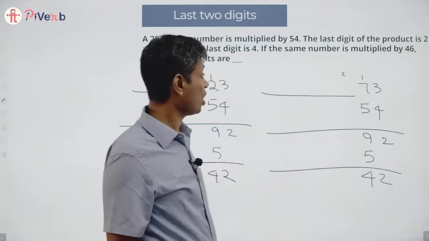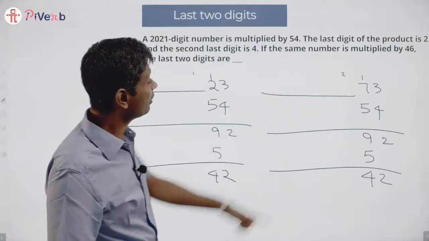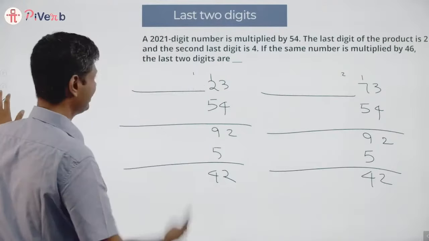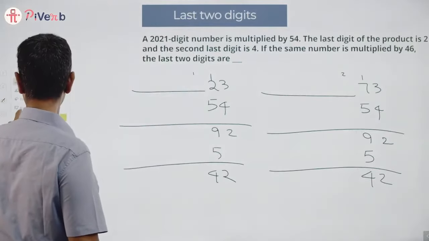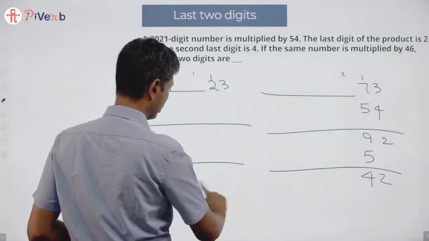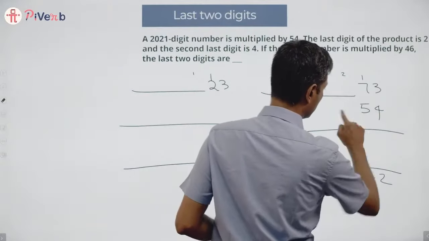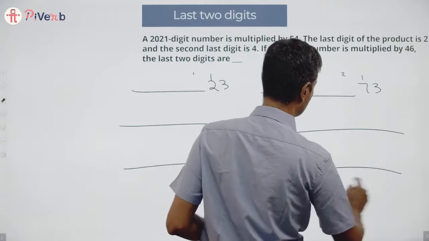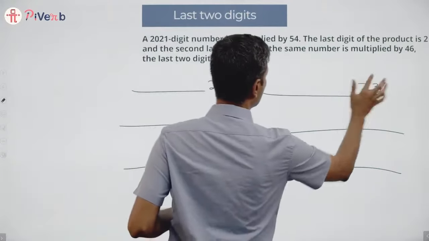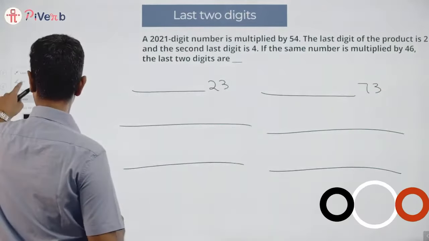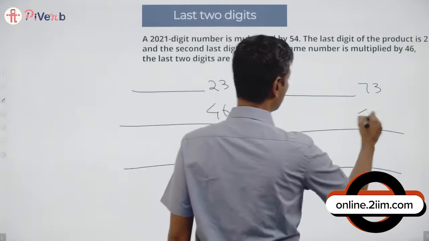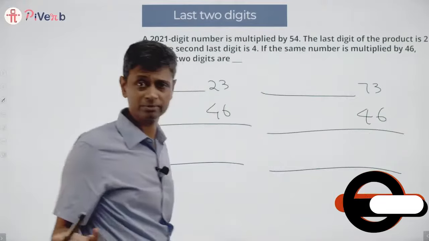Brilliant. Now I've got this far. I want to think about multiplying by 46. What do I do? The last two digits could be 23 or 73. I'm going to assume both. I'm going to erase this, and knock this off. Then I'm going to say, hey, interesting so far. Now I'm going to multiply this with 46, and see where it takes me.